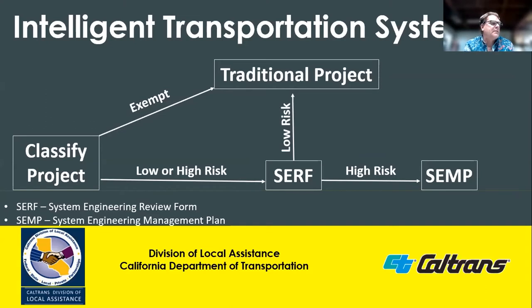For high risk projects, a system engineering management plan, a SEMP, must be completed early in the process to help manage the detailed system design, implementation, and testing. The SERF of high-risk ITS projects must be approved by FHWA prior to or shortly after initial authorization. Development of the SEMP is contingent upon federal approval of the SERF. An FHWA approval of the SEMP is required before proceeding to detail component design.